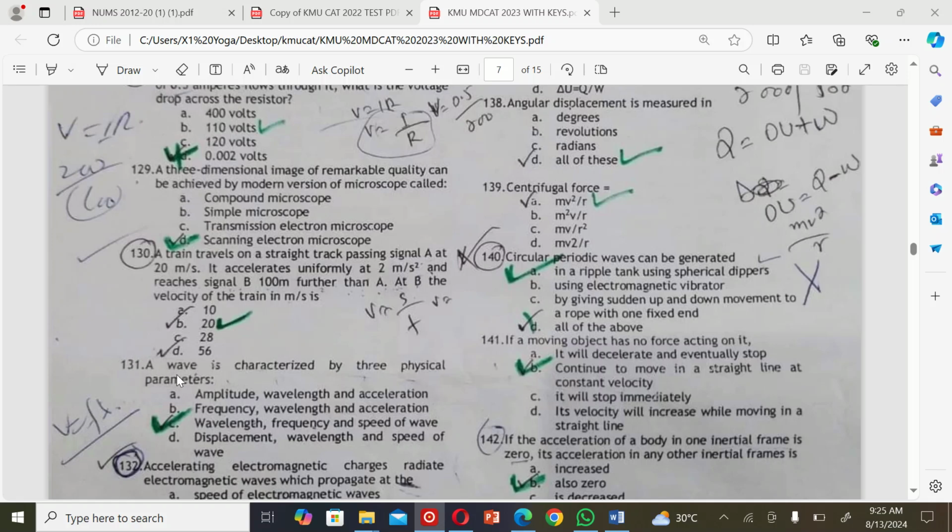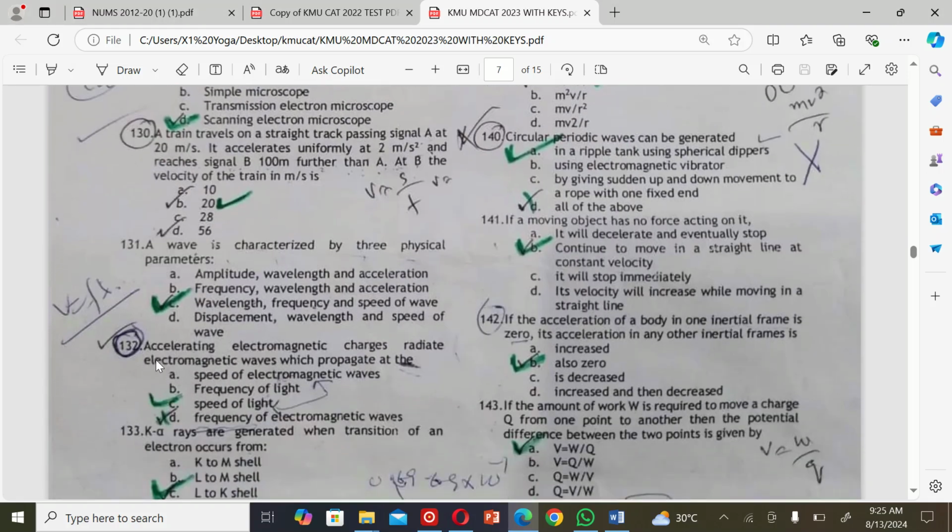The next MCQ is: a wave is characterized by three physical parameters: A. Amplitude, wavelength, and acceleration; B. Frequency, wavelength, and acceleration; C. Wavelength, frequency, and speed of wave; and D. Displacement, wavelength, and speed of wave. So the correct option is C. Wavelength, frequency, and speed of wave.